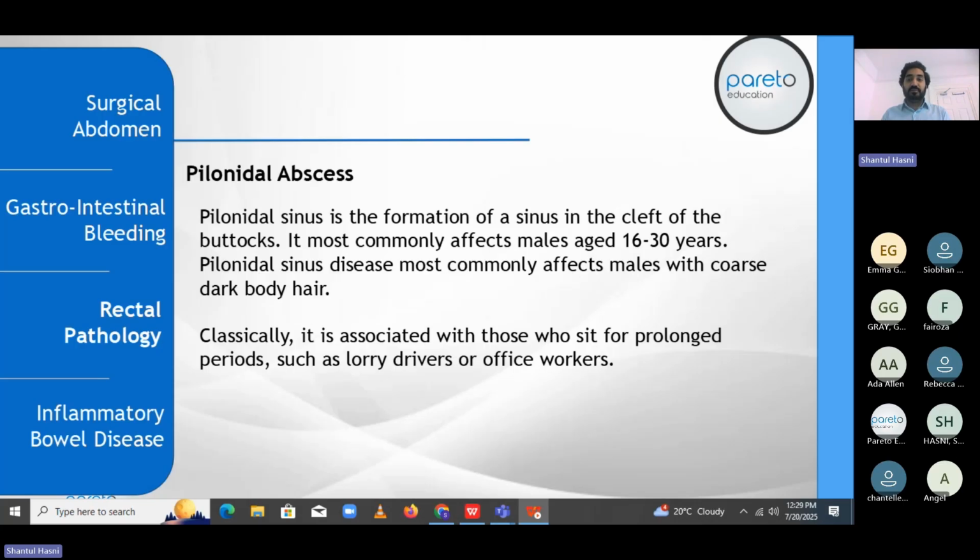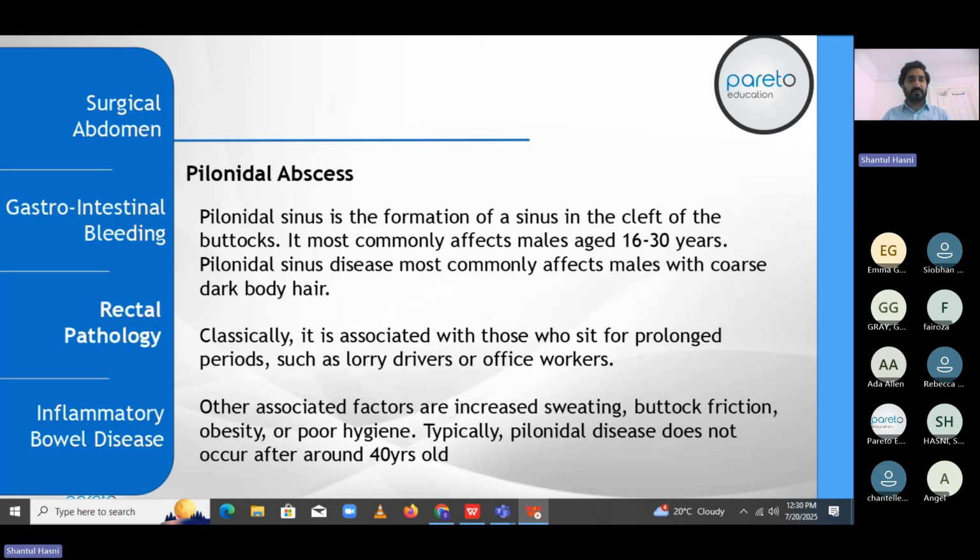Classically, it is associated with people who sit for prolonged periods, lorry drivers and office workers. Obviously, their butt cheeks are opposed to each other, and there's a pressure effect of hair going into those cavities. But with obesity, intense exercises, and many other work-related fields, you can still get those pilonidal abscesses. That's the physiology of how it happens. It typically happens in younger males around 16 to 30. Very rarely over 40 years.